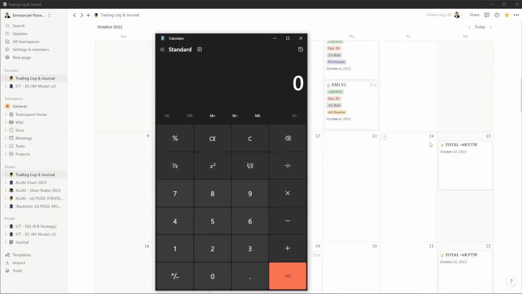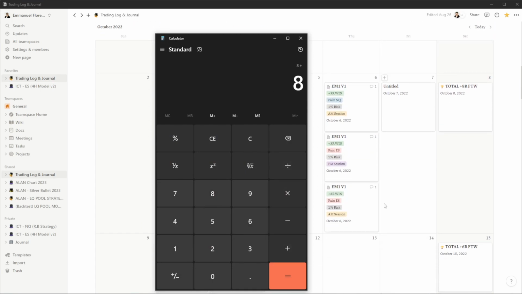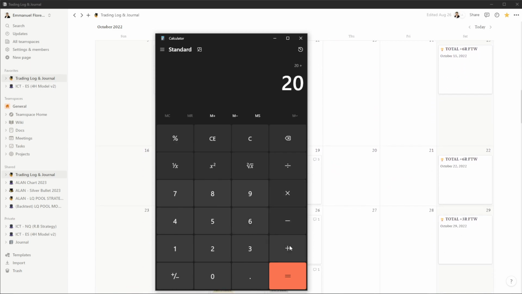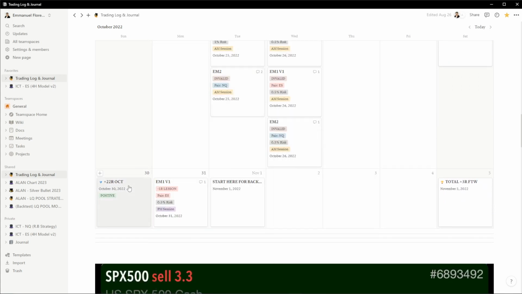Let's just quickly add all of these up here. So let's see. Yeah, we got like 8, 6, 6, 3. Look at that. Closing it off, we'll call it 22R, just because we had a small loss here on the 31st.